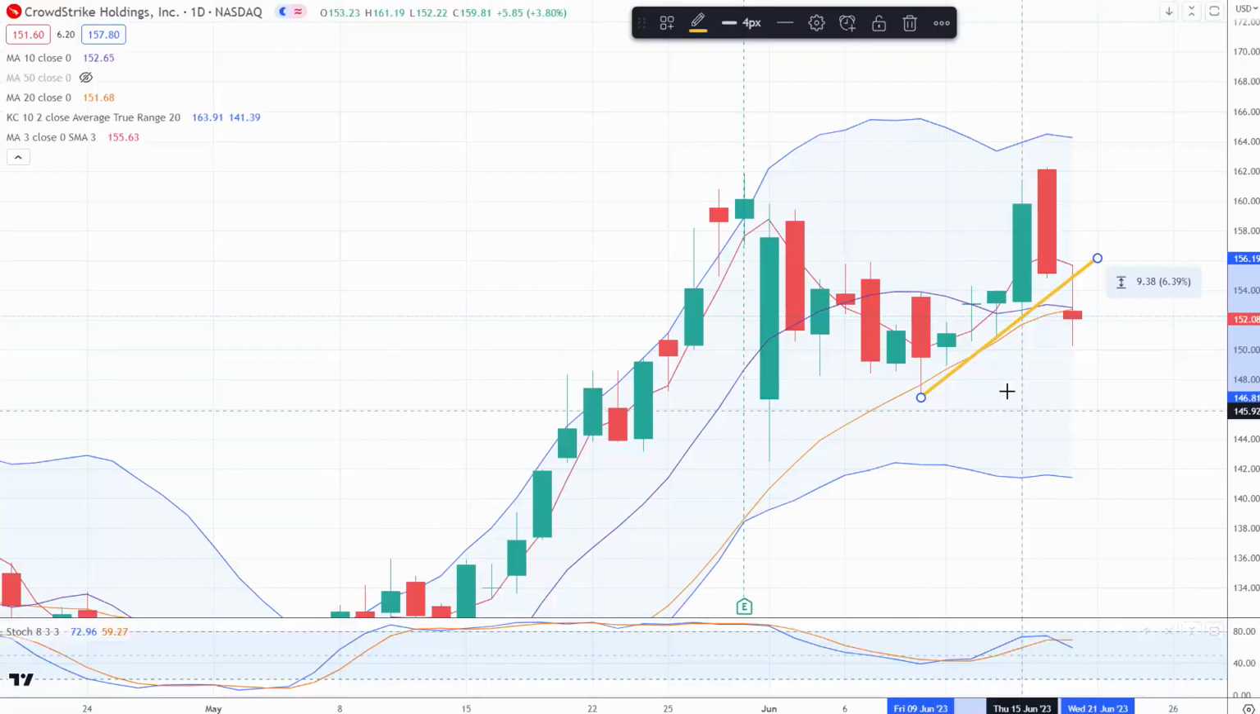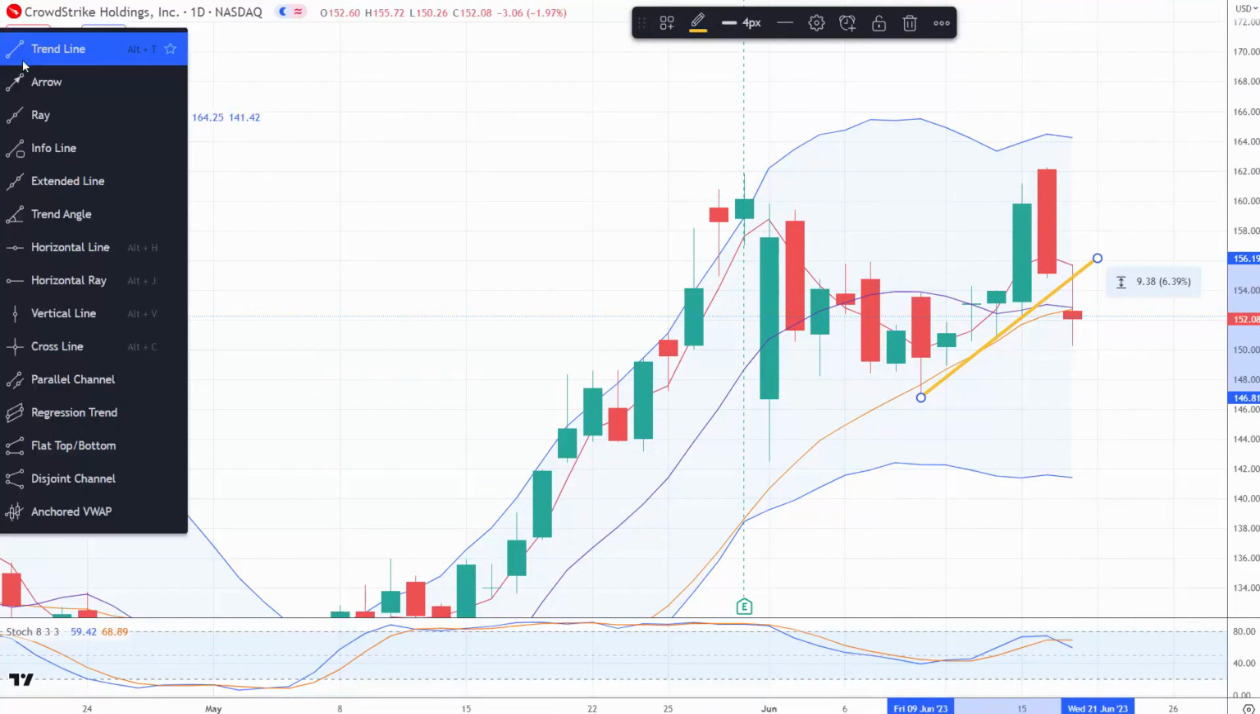Okay, so back to CrowdStrike. Like I said, it took out its minor bullish trend here in addition to setting a double top. You can see that here.